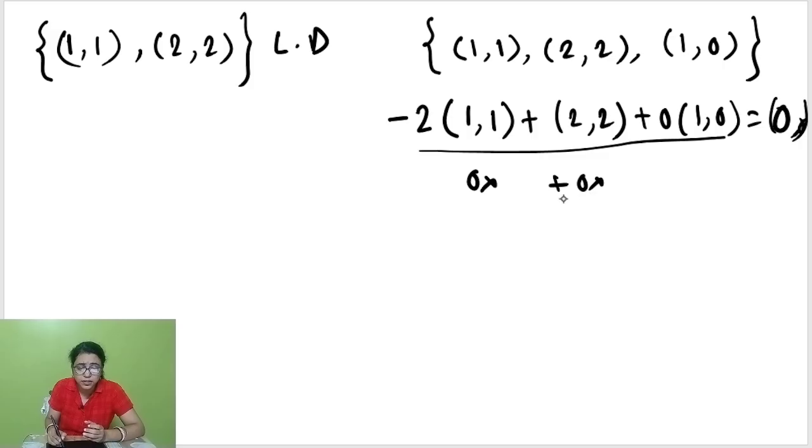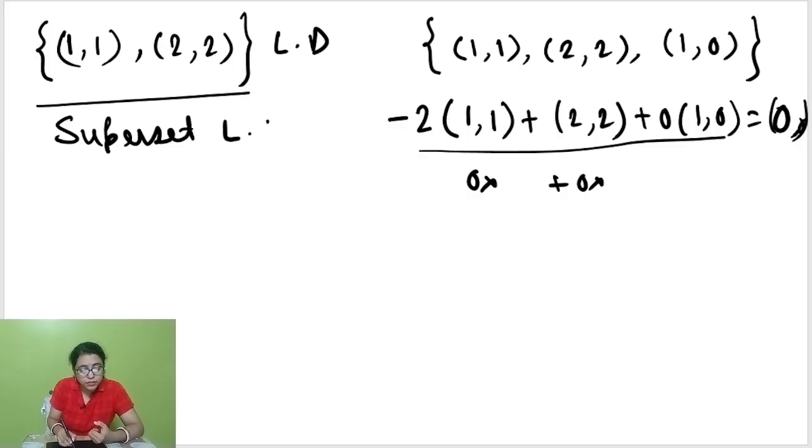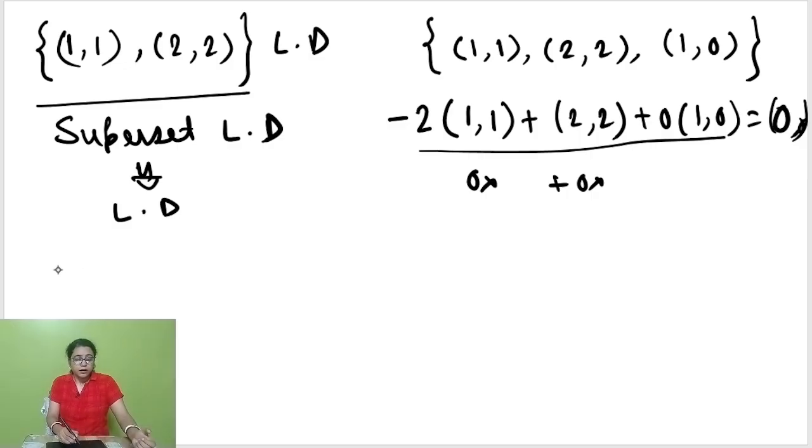So we can see that in a linearly dependent set, if we add any number of vectors, that does not change the linear dependence of that set. So any superset of a linearly dependent set will always be linearly dependent. Let's check this for the linearly independent set.